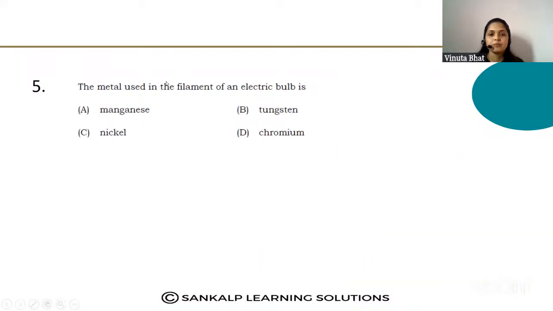Next question. The metal used in a filament of an electric bulb is: manganese, tungsten, nickel, chromium. Which metal is used in the filament of the electric bulb? The correct answer is tungsten. What is the reason for using the tungsten filament? It has a high melting point.